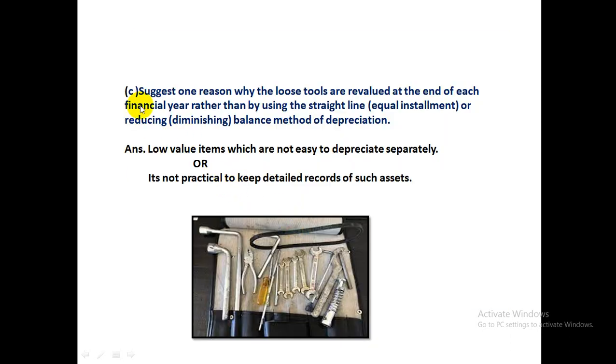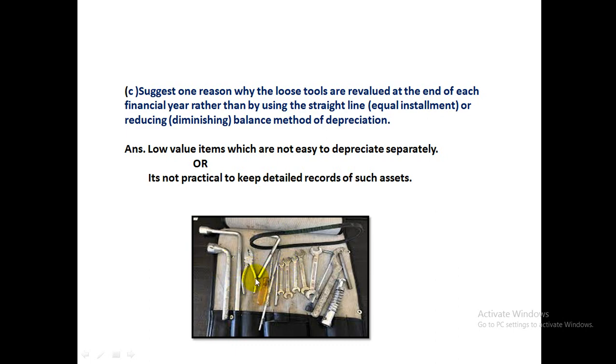Let's move to requirement 3. Suggest one reason why the loose tools are revalued at the end of each financial year rather than by using the straight line equal installment or reducing diminishing balance method. The answer is these are low value items which are not easy to depreciate separately, or we can say it's not practical to keep a detailed record of such small items.